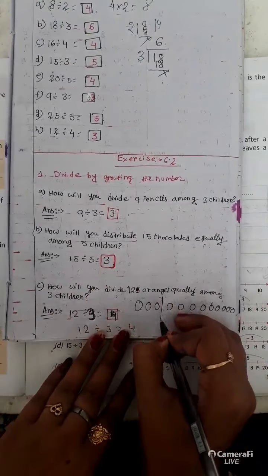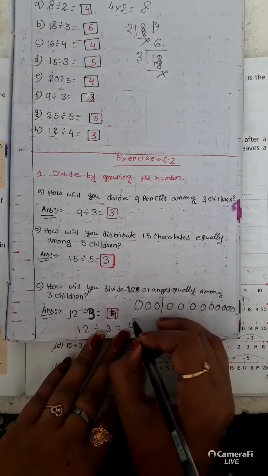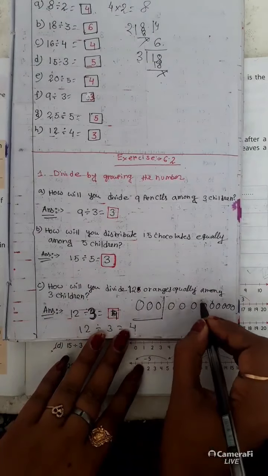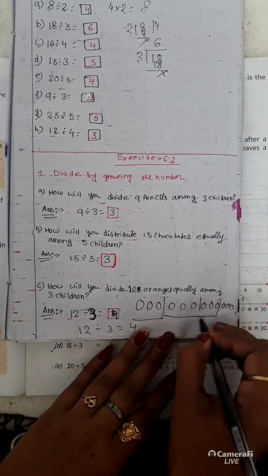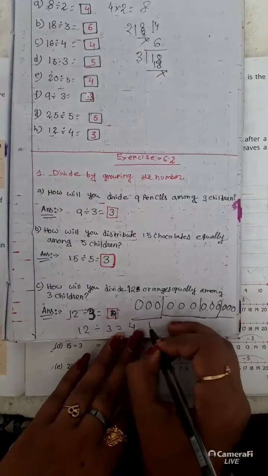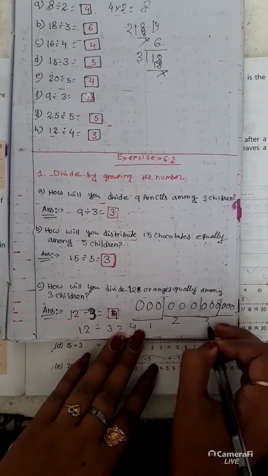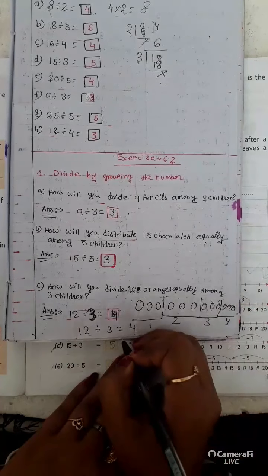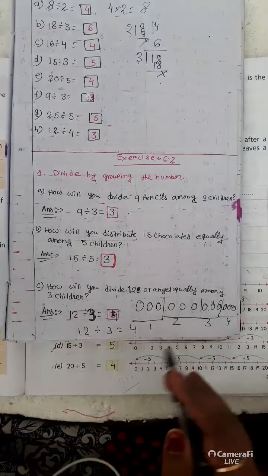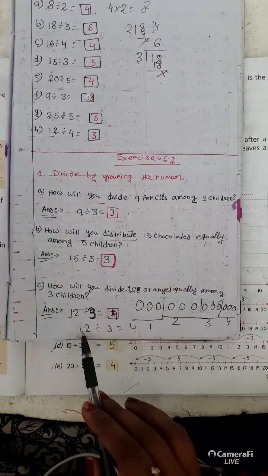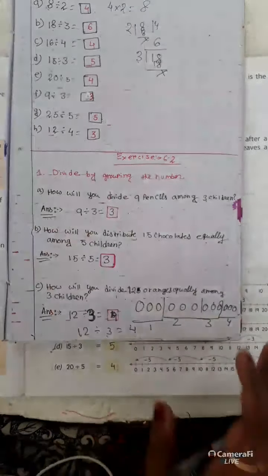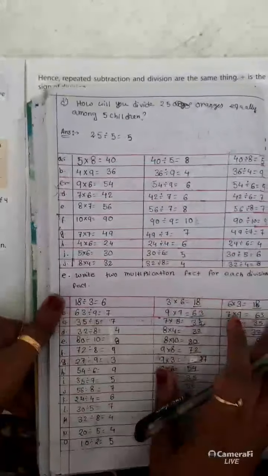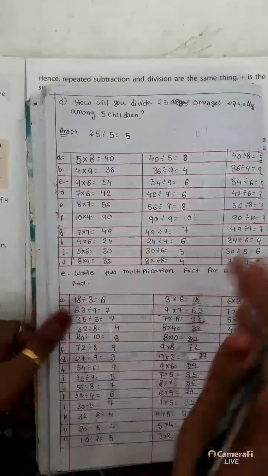I need to divide these 12 oranges among 3 children. So 1, 2, 3, one group. 1, 2, 3, another group. 1, 2, 3, another group. And 1, 2, 3, another group. So 1 group, 2 groups, 3 groups, 4 groups. So I can easily divide 12 oranges among 3 children. So everyone will get 4 oranges. Means each child will get 4 oranges.